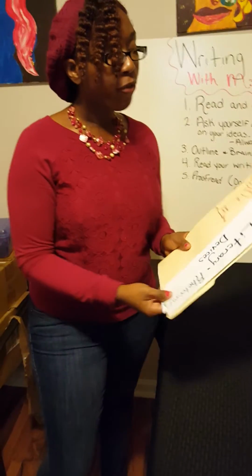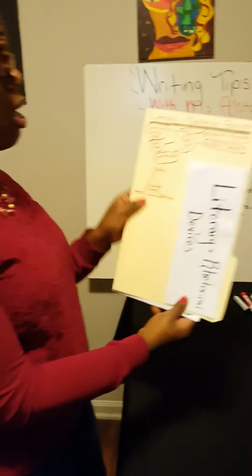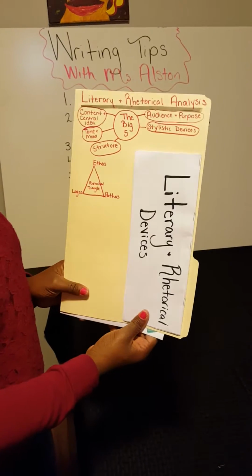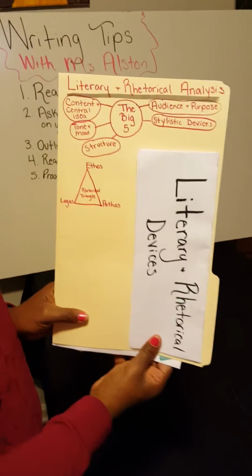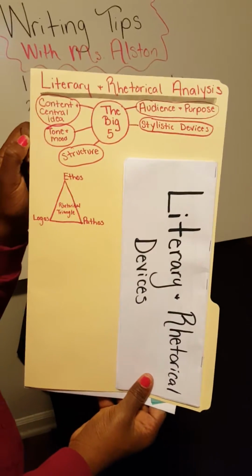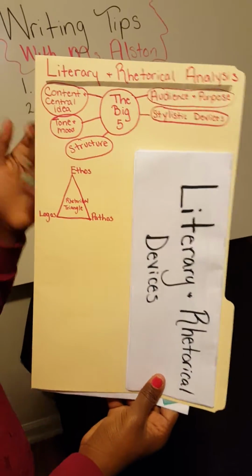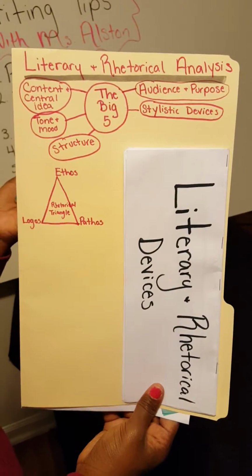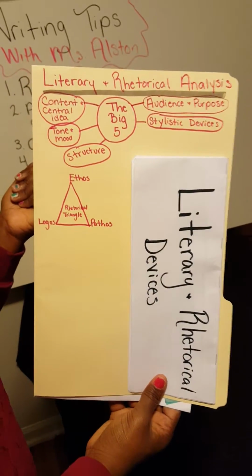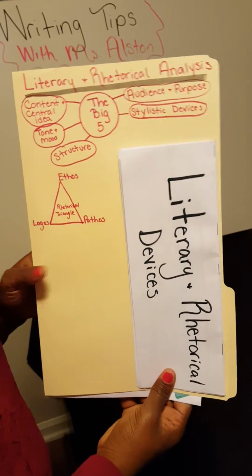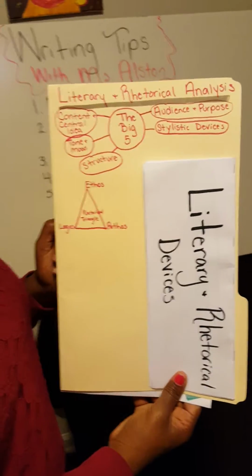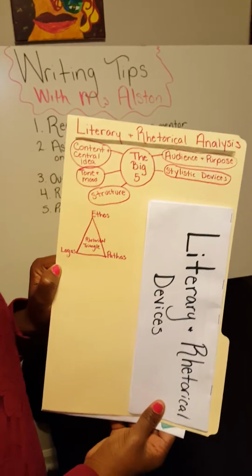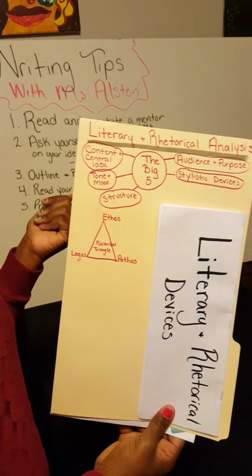All right. So first, let's start with the front. The front of your folder is for literary and rhetorical analyses. So on the front, you'll have the big five. We have content and central idea for when we're analyzing a text, tone and mood, structure, audience and purpose, and then stylistic devices. We can also categorize that as rhetorical devices or literary devices. Then you have your ethos, pathos, and logos for the rhetorical triangle.